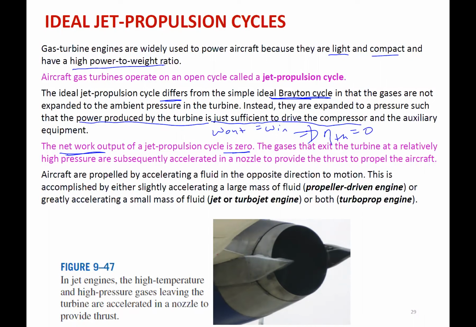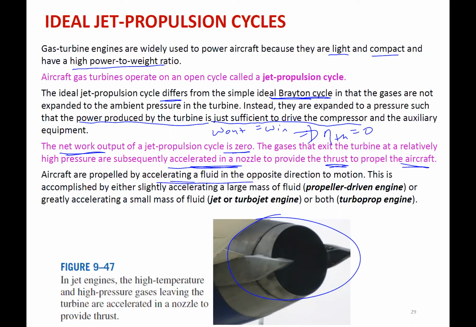All right. So the goal in these cycles, the desired output, is to accelerate that fluid out, so then the air or the gases provide thrust to the aircraft. So using a nozzle here to accelerate the fluid. It goes from a high pressure to a low pressure, and that decrease in pressure increases the kinetic energy. So you're accelerating the fluid in the opposite direction to give motion.